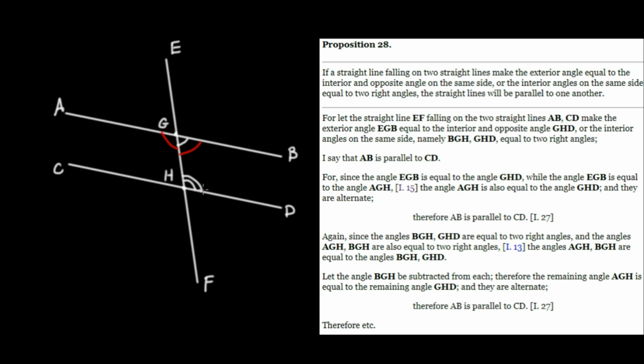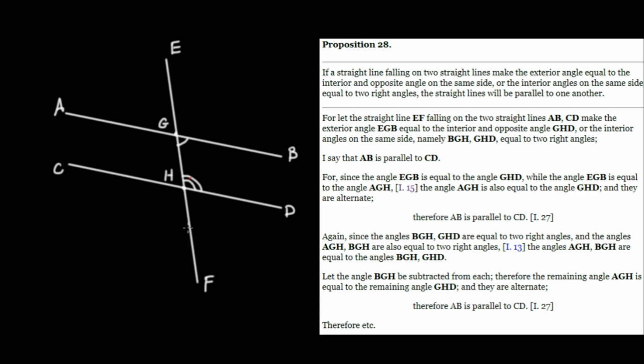But BGH and GHD, these two angles over here, are also equal to two right angles. He concludes from this that the angles AGH and GHD are equal to the angles BGH and GHD. So he's saying that this angle and this angle together are equal to this angle and this angle together. Why is that? Well, because they're both together two right angles, and hence must be equal to each other.